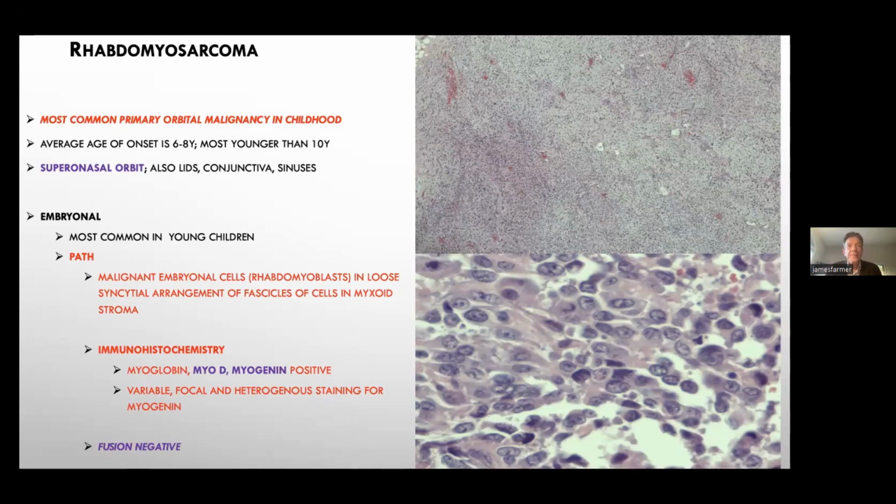There are 2 basic types for ophthalmic pathology. Embryonal is the most common. It occurs in younger children. It's got the biphasic hypercellular, hypocellular areas. You've got the rhabdomyoblasts in a myxoid stroma. You'll get the tadpole cells. Immunohistochemistry, it's positive for myoglobin, myogenin. Interestingly, the embryonal form shows a heterogeneous variable staining for myogenin, which is a tip-off. All of these go to genetic studies because embryonal is fusion negative.